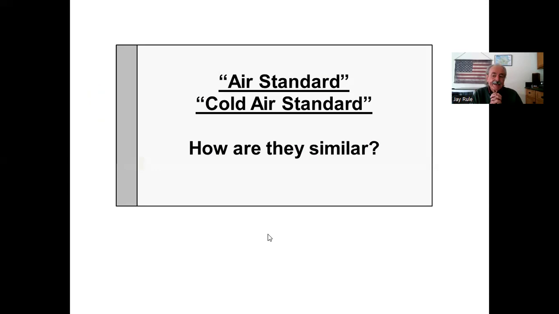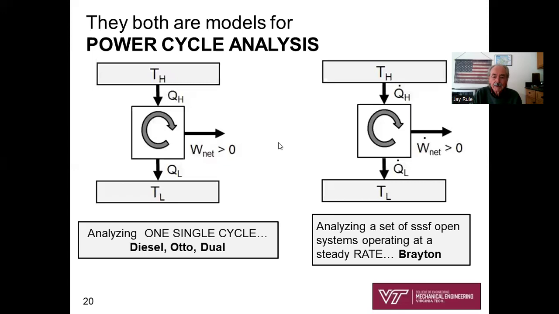So we've covered some of the analysis details if you're assigned to do air standard or cold air standard analyses. How are these two things similar? They are similar because you're analyzing a power cycle using both of these models for an ideal gas. And so a quick memory refresher on cycles. Typically for internal combustion engines in this class, such as the diesel, Otto, and dual cycle models, you're going to be analyzing one single cycle that you can draw on a pressure volume diagram.